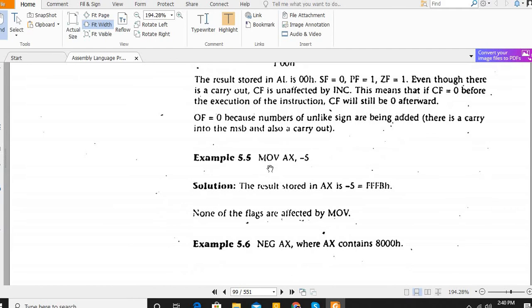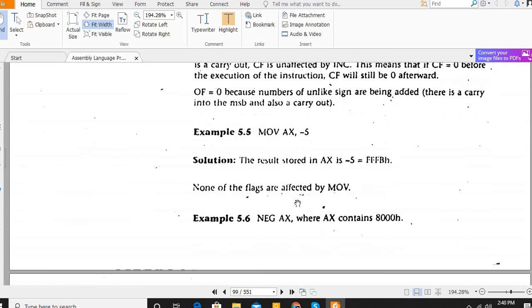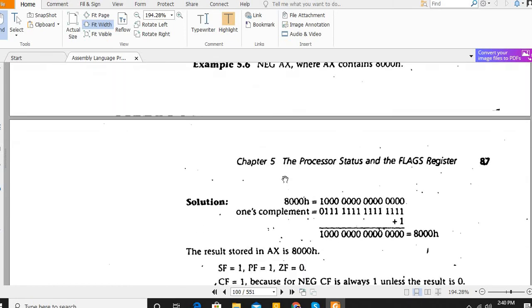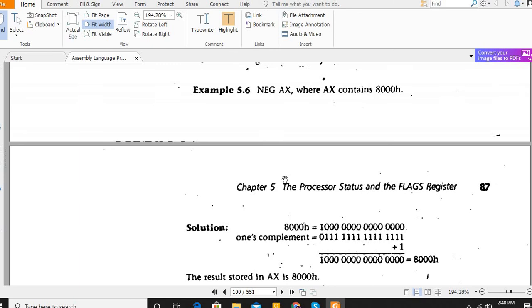And if you see the next example, MOV AX, -5, which means you are moving something, so none of the flags will be affected in move or exchange operations. If you see another example, negate operation on AX, negate means your sign will be changed. If you compute a positive number, after the negate operation it will be a negative number, or if it is a negative number, after the negate operation it will be a positive number.